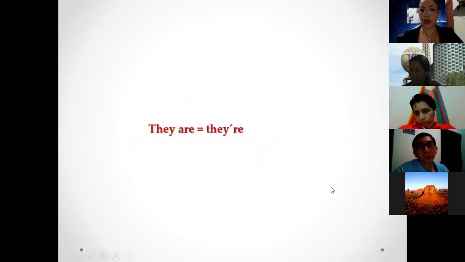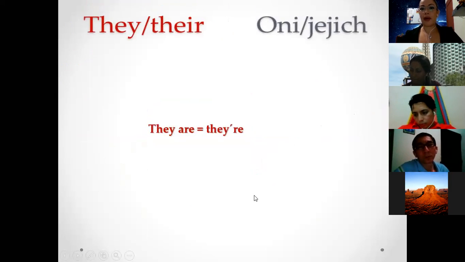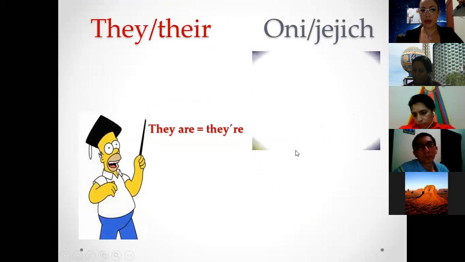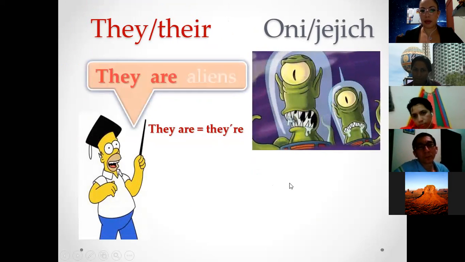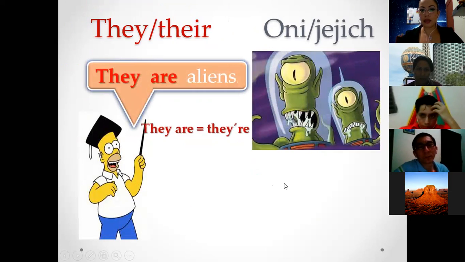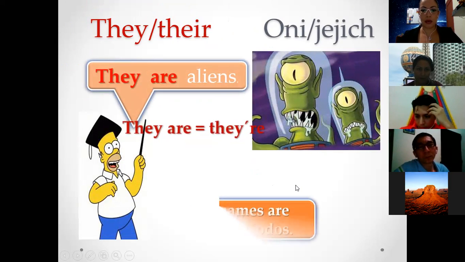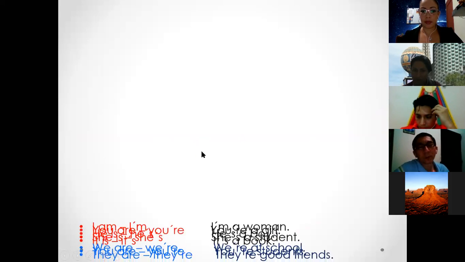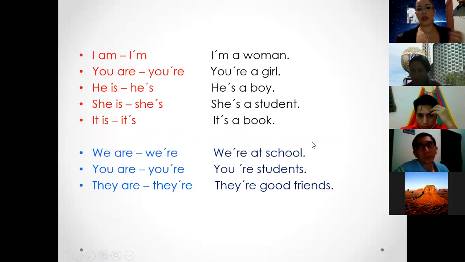You are great. Y para their, they, el posesivo es their. Okay. They are aliens, as verb to be, ellos son. Ahora su, de ellos, right? Their names are Ken and Kodos. Ese es el su de ellos.